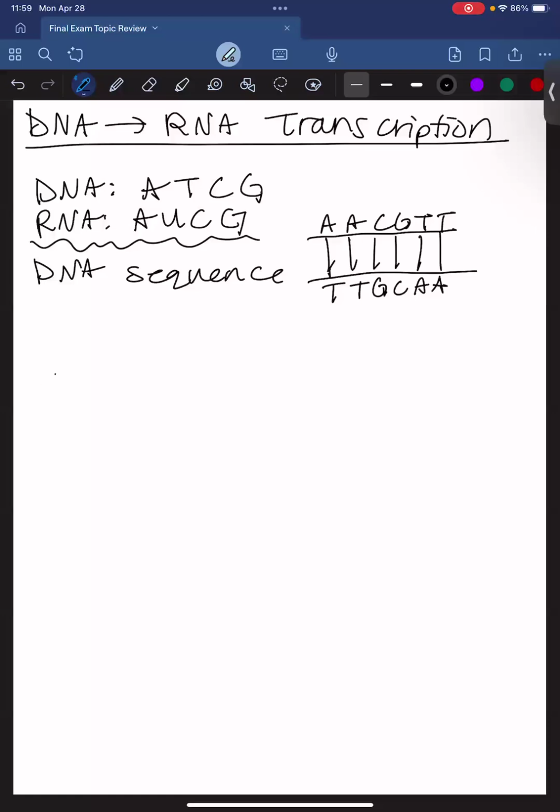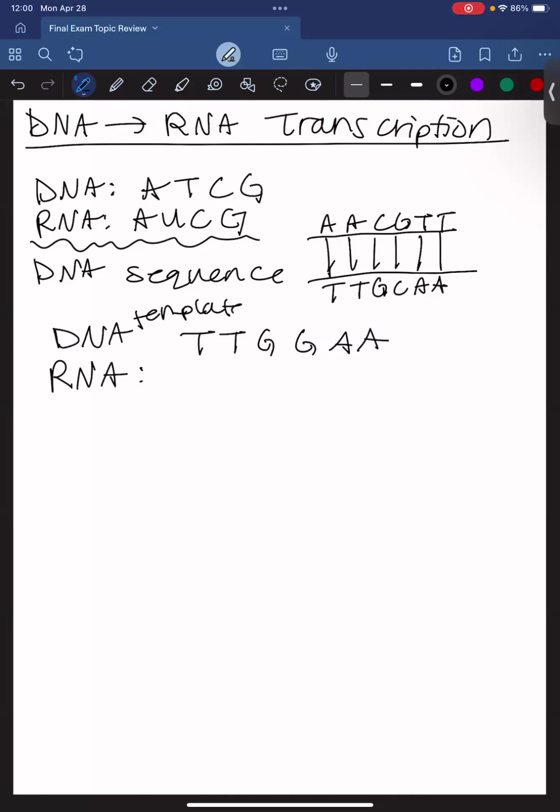So then our RNA, we're using the T, G, C, A as our DNA template up top. This would be A, C, C. I miswrote it a little bit, but that's fine. But you get it. Okay.